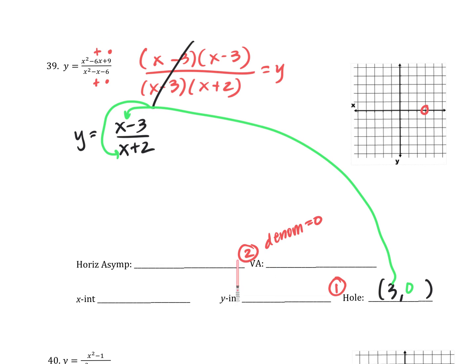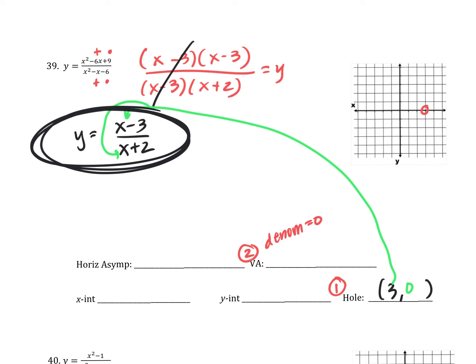Write yourself a note. You guys, you only look at this now. This is my everything. We don't go back here. When does this denominator equal 0? -2. So we're going to say x is -2. We're going to put that in our picture.